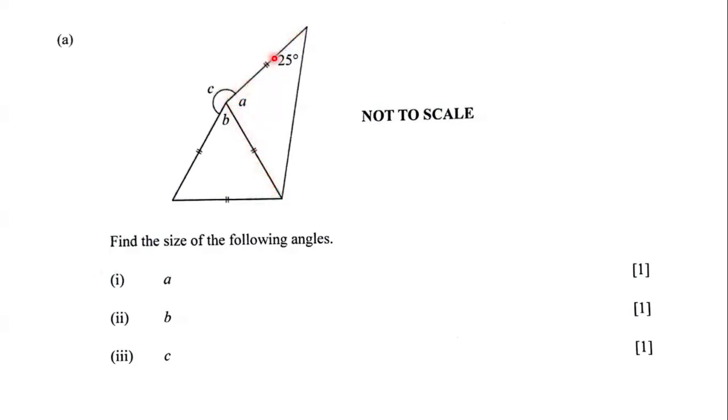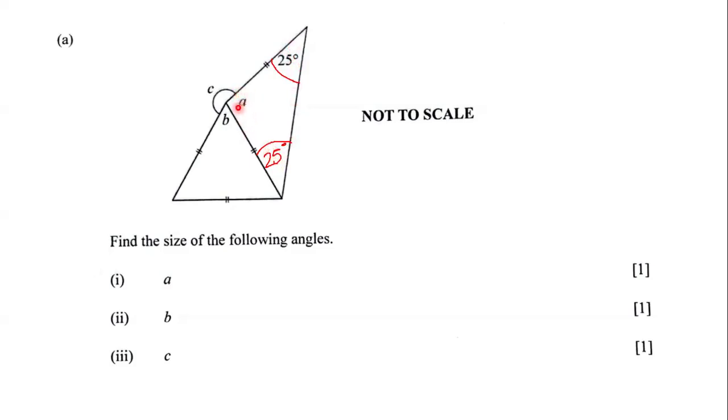And so that means that we're dealing with an isosceles triangle. In an isosceles triangle, the two sides of the triangle are equal. Moreover, not only are the two sides equal, but the two angles are equal as well. So if this is 25 degrees, this must also be 25 degrees, because we're dealing with an isosceles triangle.